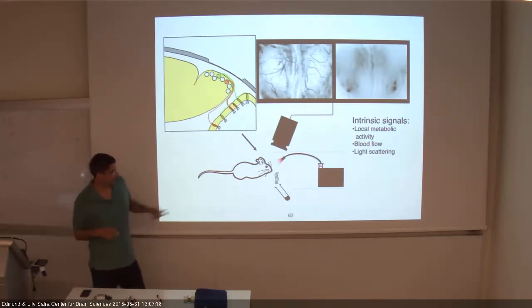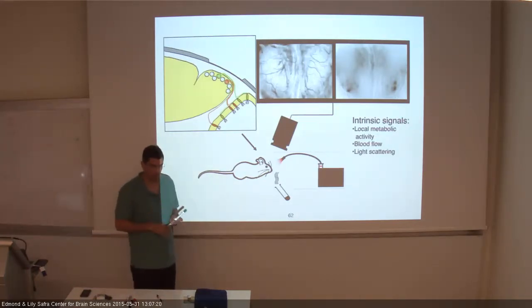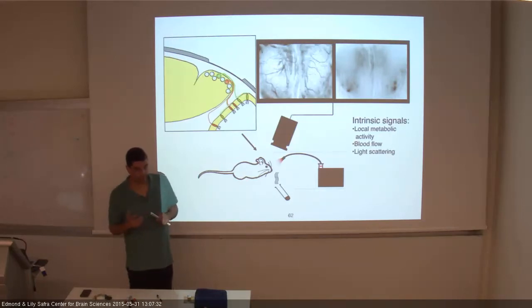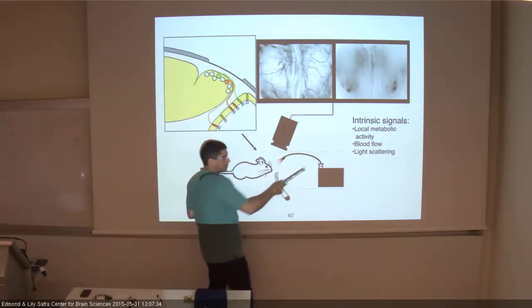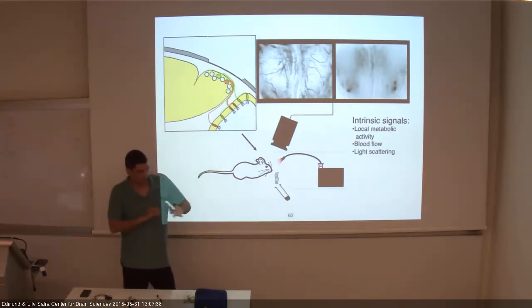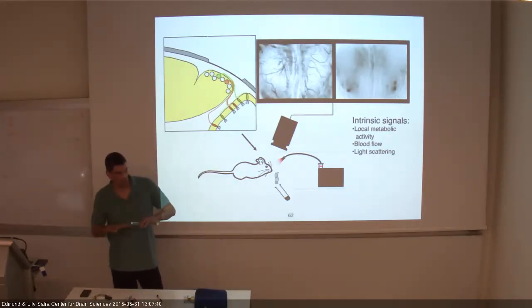So you shine light on the visual system, and you can beautifully see the ocular dominance columns and other geometries in the brain. It has fairly good spatial sensitivity, of course not of single cells, but much more than fMRI, for example, something like 50 micron resolution. Bad resolution in time because of these signals. So it's somewhere in the middle between single neurons and fMRI.